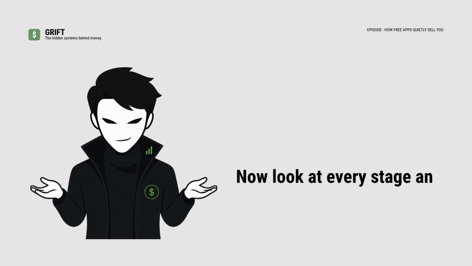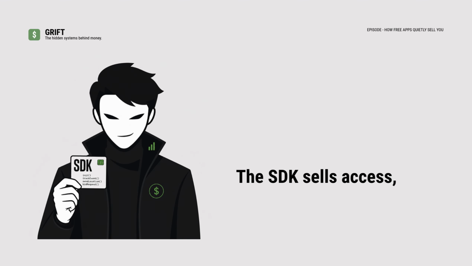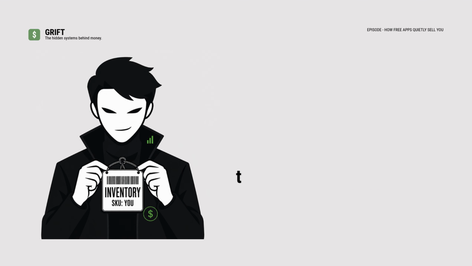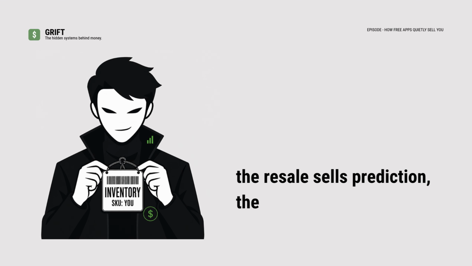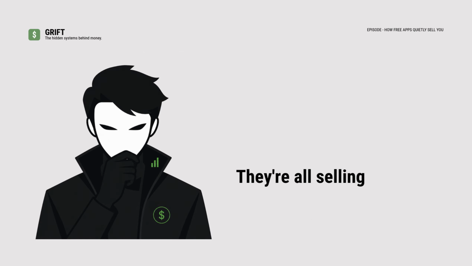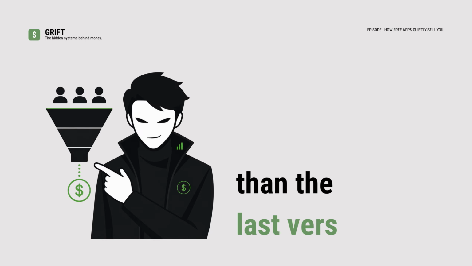Now look at every stage and ask what's actually being sold. The SDK sells access, the auction sells attention, the enrichment sells context, the resale sells prediction, the feedback sells refinement. None of these are selling apps. They're all selling a version of you that's a little more accurate than the last version. And here's why this gets so profitable.